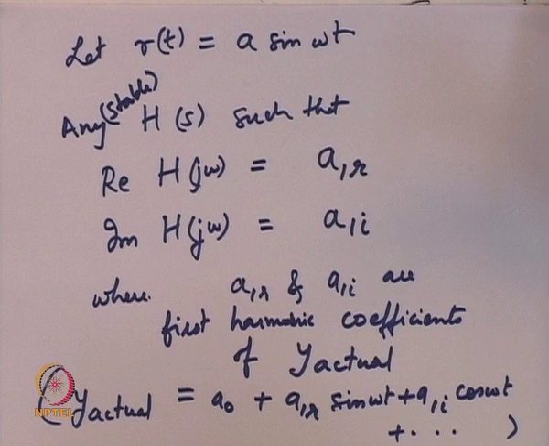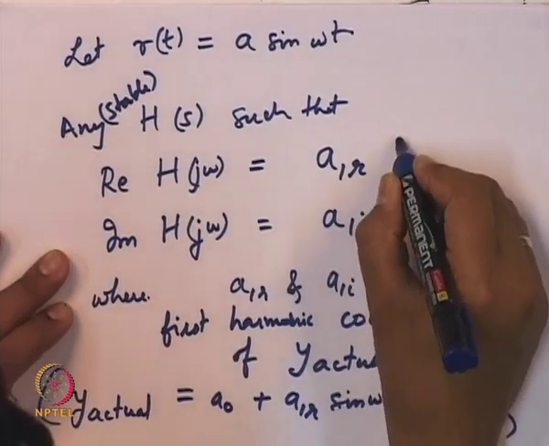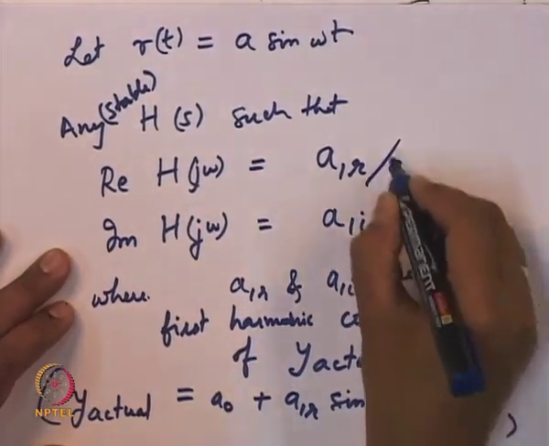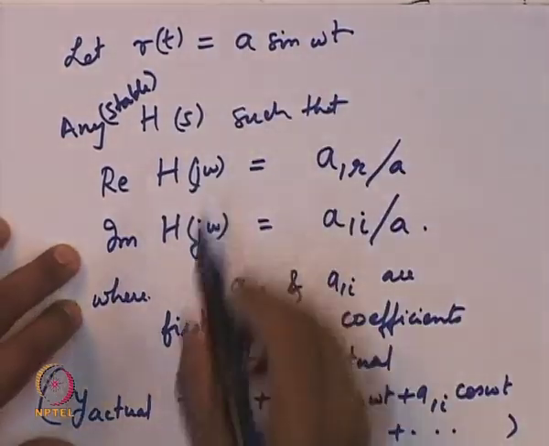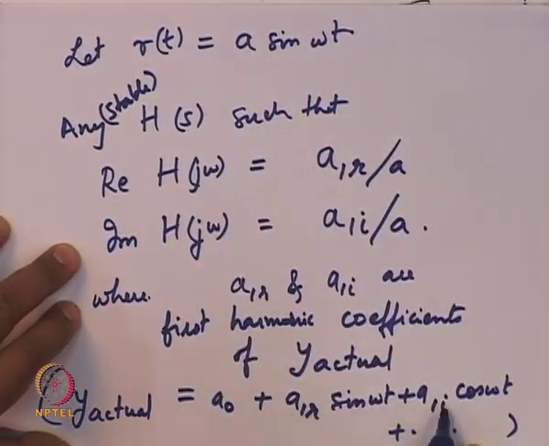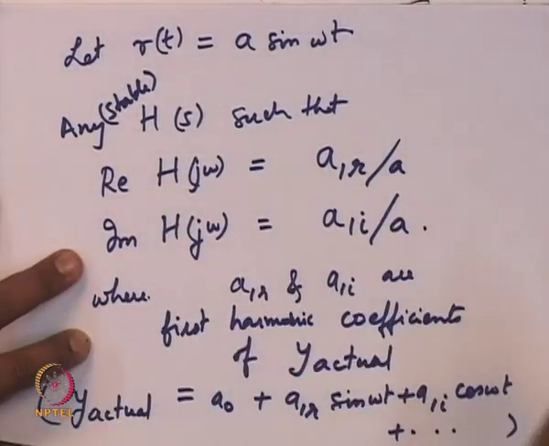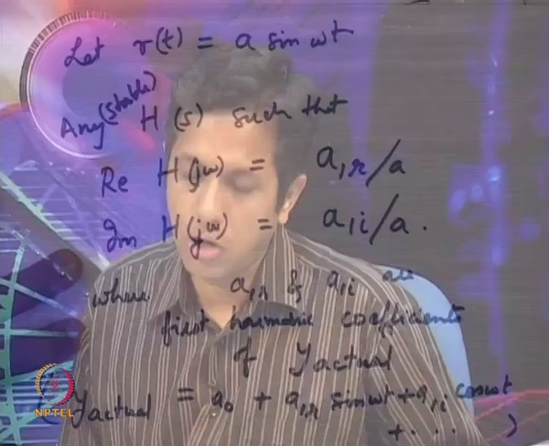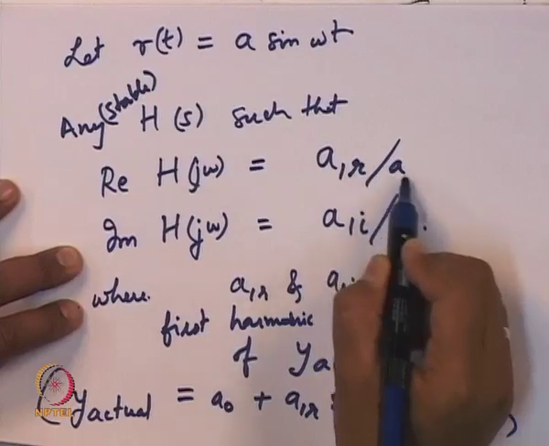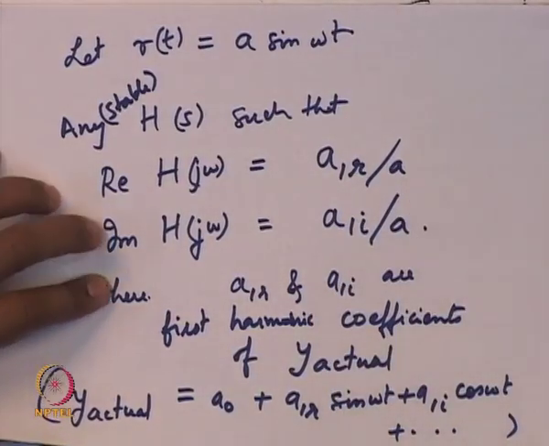Yeah, there might be a division by a that is missing. Sorry, divided by a, where this a is the amplitude of the input. If the input is large, we might expect that a1r and a1i are also large. But then h is going to just allow the amplification a to come into its output, the y approx that we used. Hence, there is a division by a that is required here.